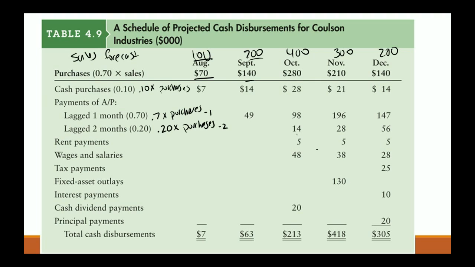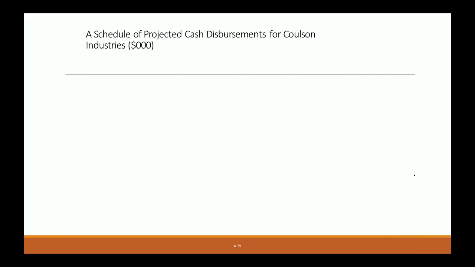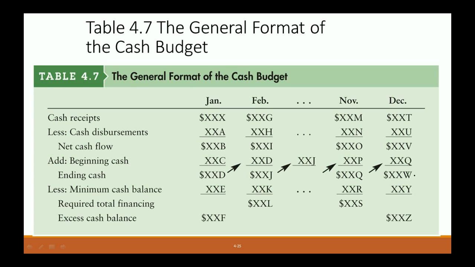And then we're going to have rent, we're going to have wages and salaries, and all of the rest of this would have been given to you in a much prettier format. This is just an example. You sum these up and that gives you total cash disbursements. So if we go back and look at what we're looking for, that is line number 2 in our cash budget. Now we're ready to put all this together, however.